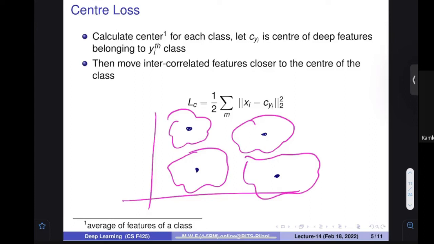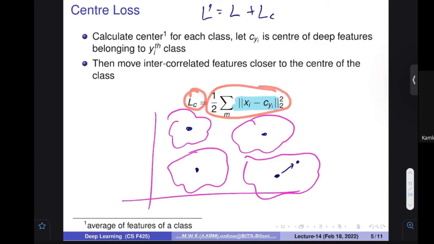If you find the center, then you can define the loss in this way: the loss function that you had earlier, plus one more loss called the center loss. It is the value I'm going to add: if there is a data point here, what is this particular distance, the difference between x_i and its center, these two vectors? I'm saying this distance should also be small. This quantity is LC. So there is one more component, LC. Earlier the loss was L, and now I am saying that L plus LC should be small.